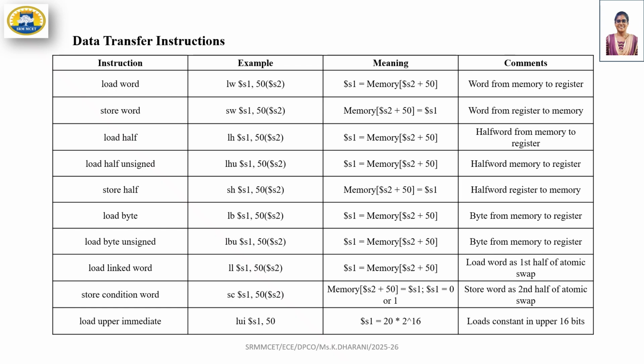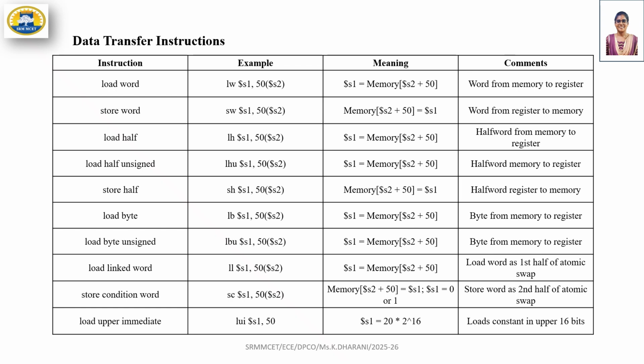So here are the many variants I have mentioned. First one is load word, which loads a word from memory to register. Next one is store word, which stores a word from register to memory. Next is load half, which loads a half word from memory to register. Then we move on to load half unsigned, a half word from memory to register. Then store half, which is register to memory.